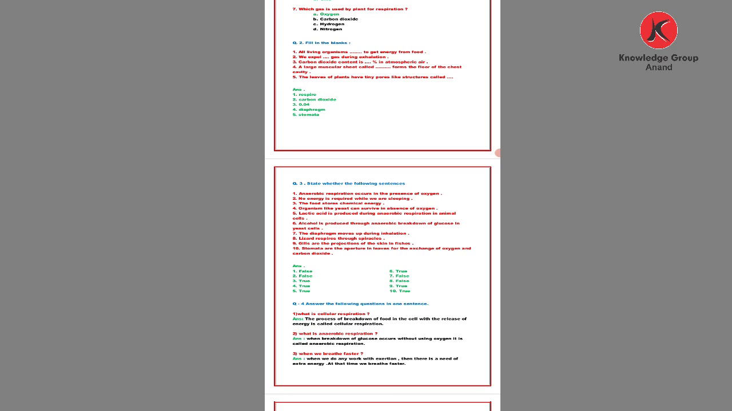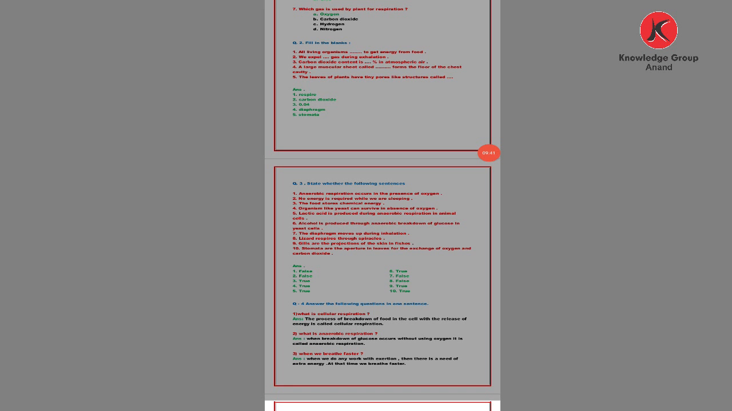Now, sixth one. Alcohol is produced through anaerobic breakdown of glucose in yeast cells: true. The diaphragm moves up during inhalation: false. Lizards respire through spiracles: false. Gills are the projections of the skin in fishes: true. Stomata are the apertures in leaves for the exchange of oxygen and carbon dioxide: true.